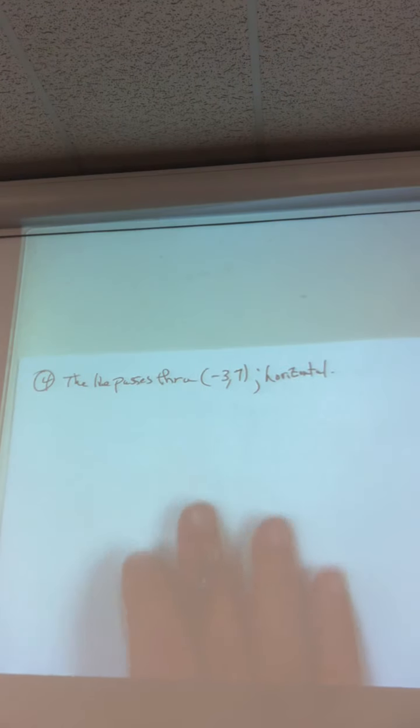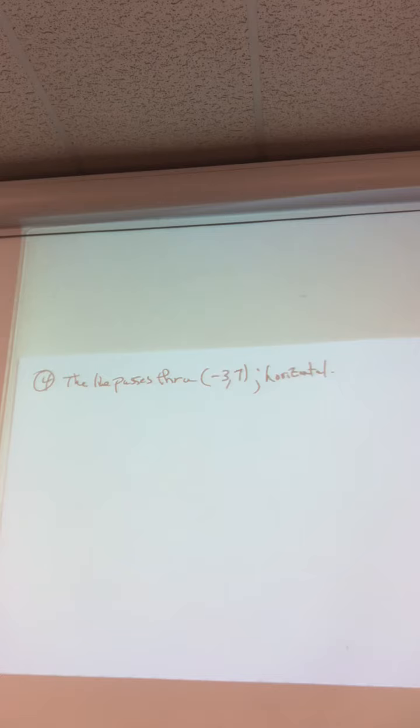Okay, let's do two more examples. Number 4. Line passes through, let's see, let's call it -3, 7. And then let's suppose I tell you this, that the line is horizontal.